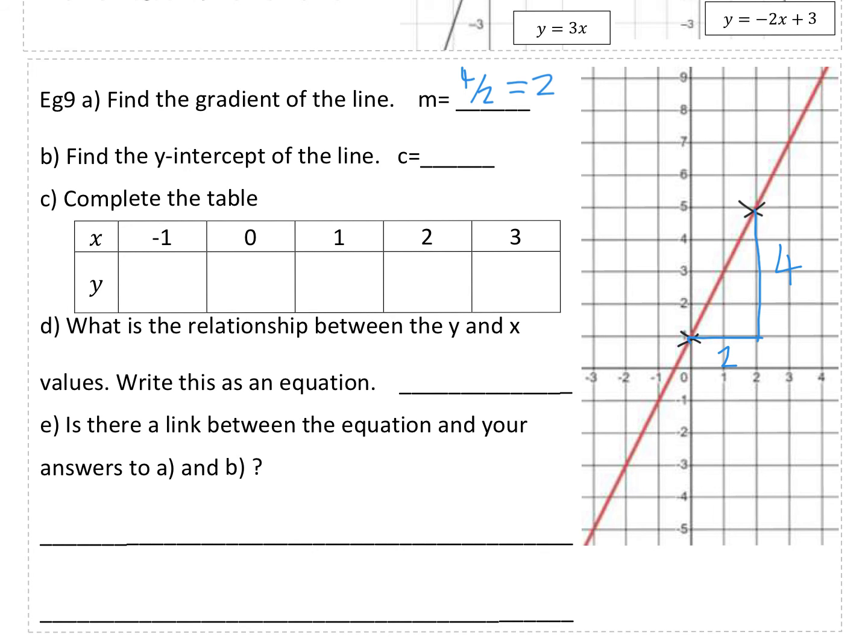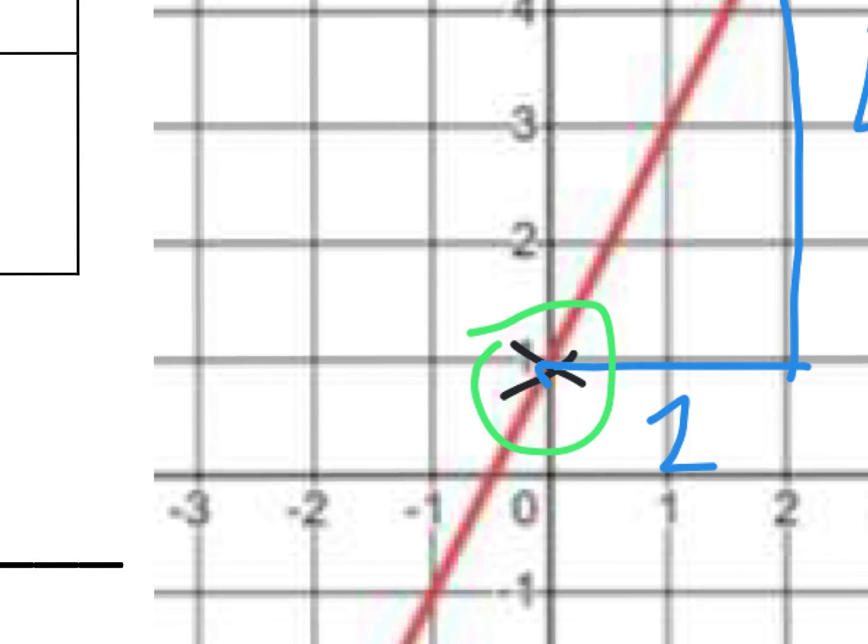Part B, the y-intercept. This is where it cuts the y-axis. It's hard to see now because I've written on it, but there is where that red line cuts the vertical y-axis, and that point is, the y value is 1. So C is 1. If I just make that clear, so you can see that's the number there we're looking at, the number 1.